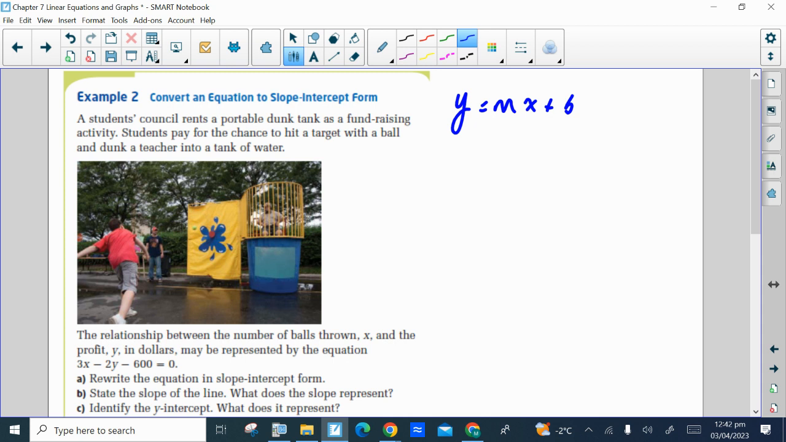And then we saw that you could make them both negative. Negative 2 over negative 1 is still 2. So you could also rise negative 2 and run negative 1. Go down 2 and to the left 1.